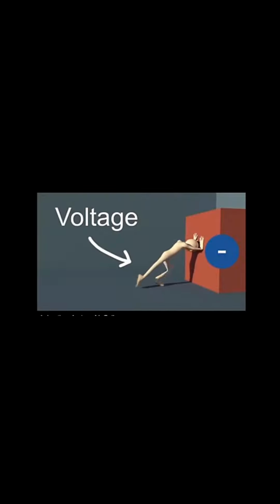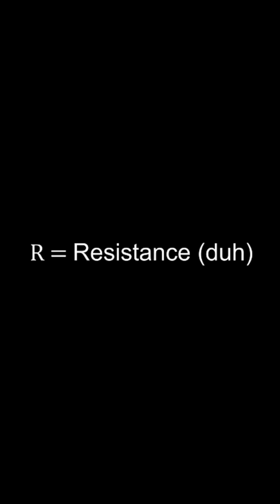Voltage is what pushes the electrons to move, but simply put, it's a difference in electric potential, so you can imagine it as a slope that goes from high potential to low potential, where the flow of current goes downhill. And resistance is pretty self-explanatory.